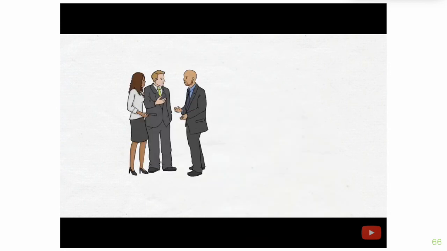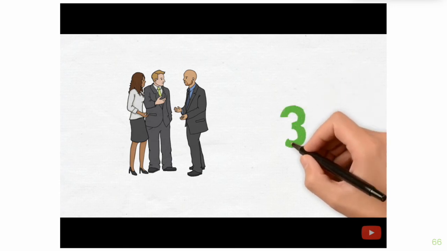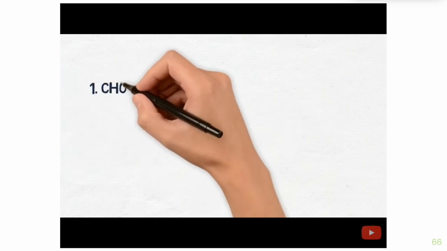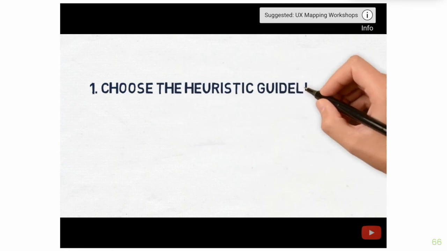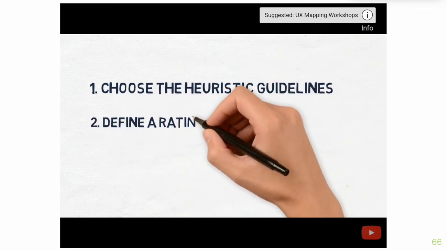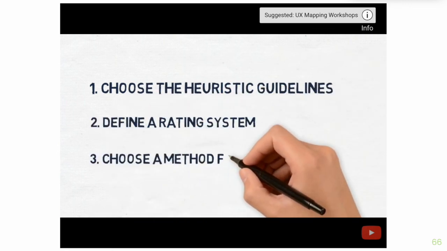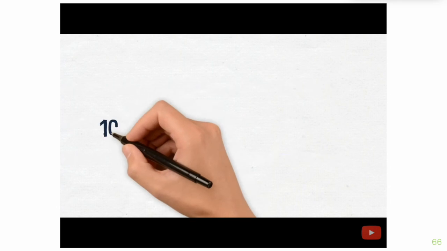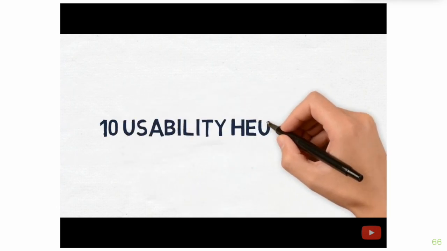It is recommended that 3 usability professionals independently assess your product. However, startups can't always afford to hire 3 usability experts, so you can perform what's called a heuristic markup, which is where you perform the assessment yourself. In order to perform a heuristic evaluation, the usability experts must first choose the heuristic guidelines, second, define a rating system, and third, choose a method for documentation. There's a list of 250 plus qualitative guidelines to test against. However, it's safe to use Jakob Nielsen's 10 usability heuristics as a starting point.